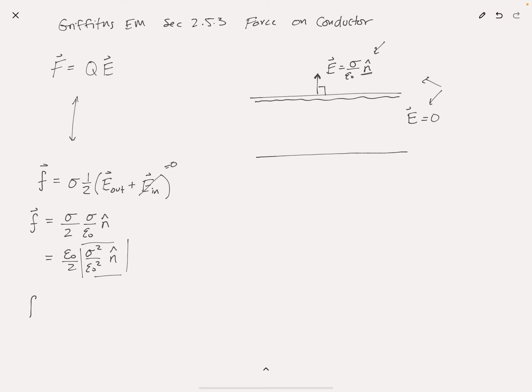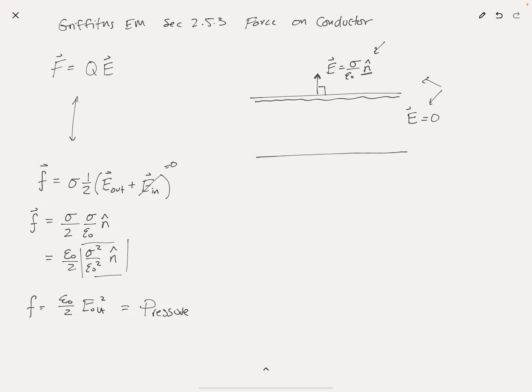Right. So I know the magnitude of that force is equal to epsilon naught over 2 times the outside electric field squared. This is a force per unit area, so this is a pressure. And Griffiths calls that an electrostatic pressure.